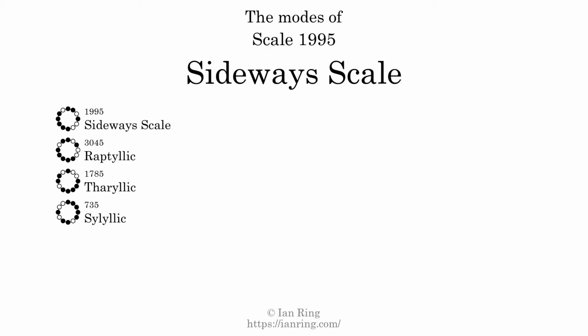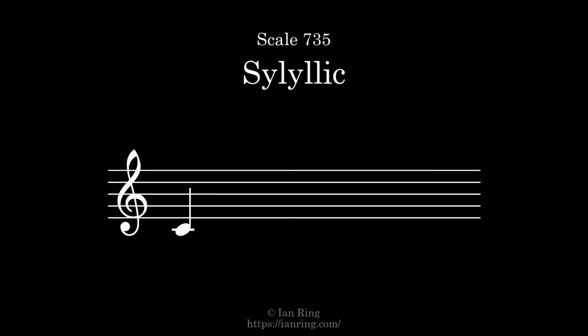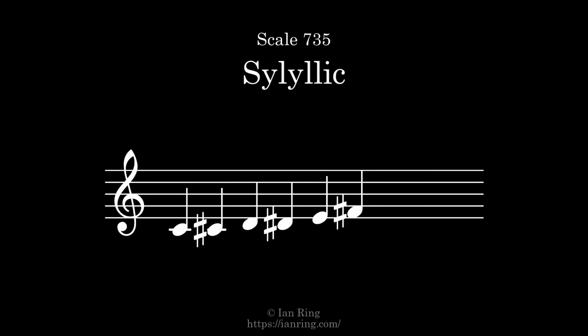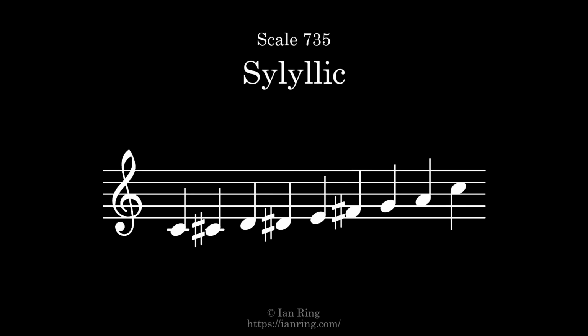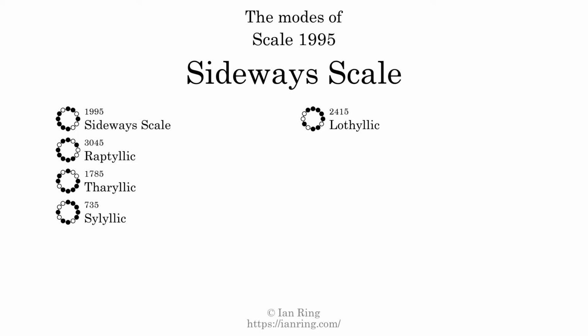The fourth mode is scale 735, also known as cyrillic. It sounds like this. The fifth mode is scale 2415, also known as lithylic. It sounds like this.